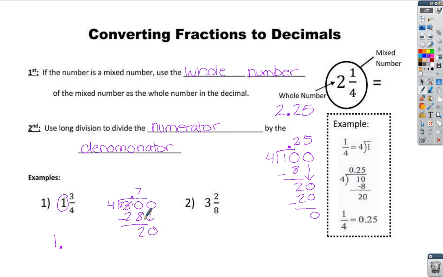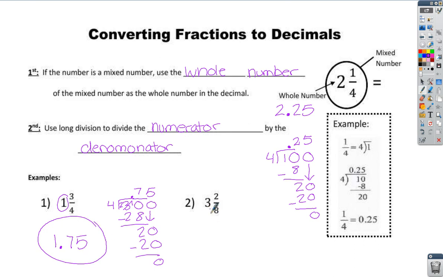We'll have a 20. How many times can 4 go into 20? Well, 4 times 5 is 20. So we'll have 20 minus 20, and you get 0. So our decimal is 0.75. Remember, we need to add that on to the 1 point and make it 1.75. And that is converting fractions to decimals for number 1.